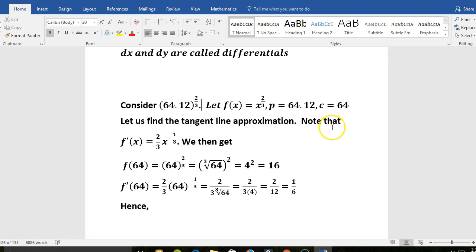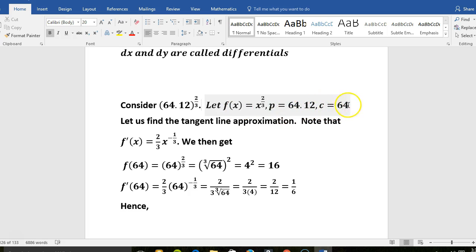So now unless you got a calculator, to do this by hand would be quite hard. So note that we've got to do f prime of x first. Truth be told, you could go ahead and plug 64 into x to the 2/3 to get your f of c.